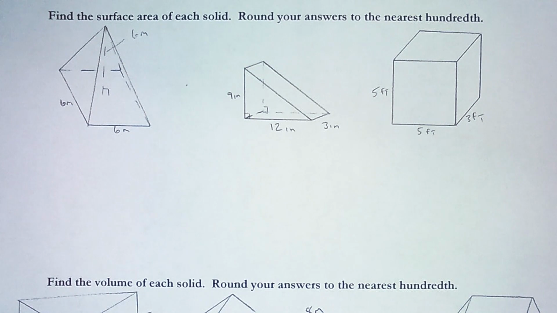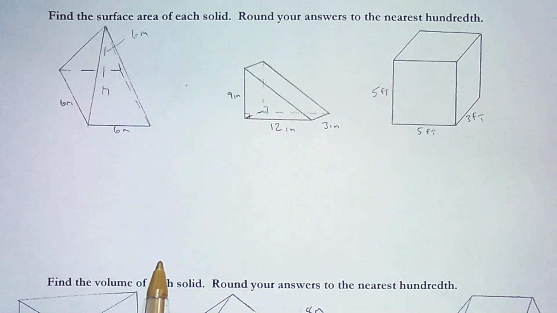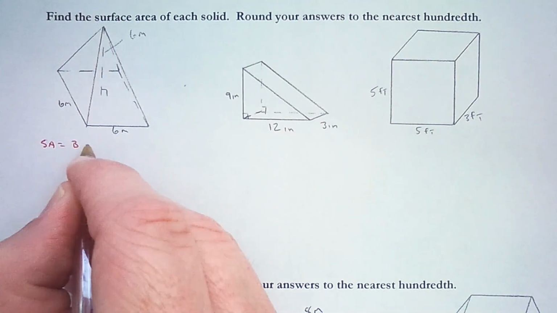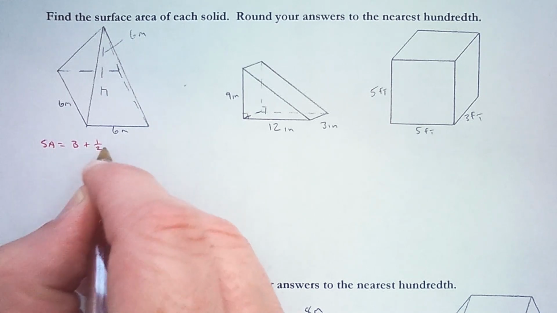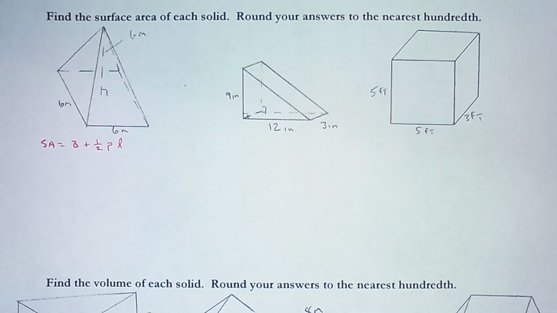Hey guys, in this video we are going to find surface area of three-dimensional solids. So right here we have a pyramid. In order to find the surface area of a pyramid, we use the formula area of the base plus 1/2 times perimeter of the base times the slant height.